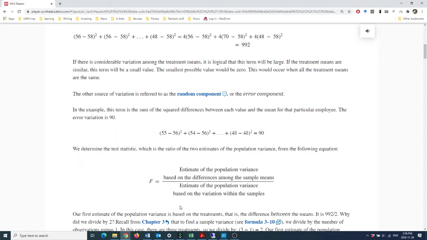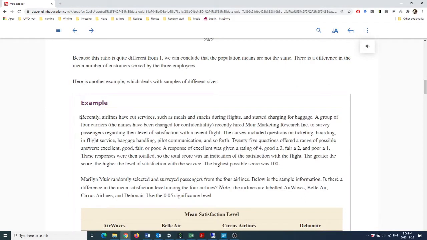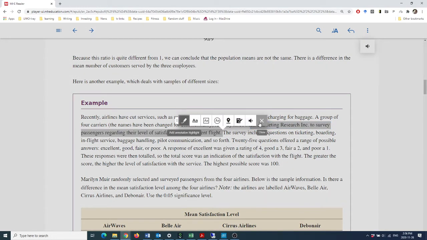So this is an example. Let's go through a simple example of airlines in some sense. A lot of airlines have cut services and they've cut meals and snacks and so on. So in their marketing survey research, they went and found out the level of satisfaction, and they surveyed a bunch of passengers with different airlines.